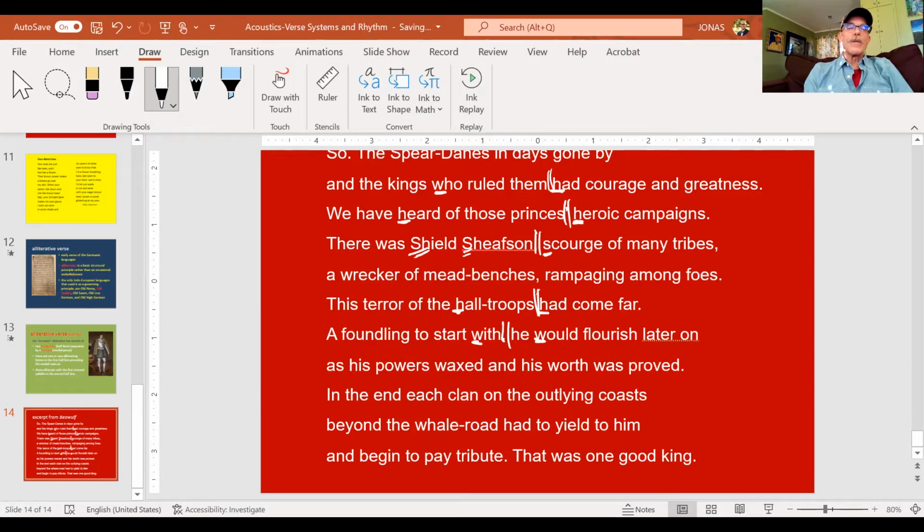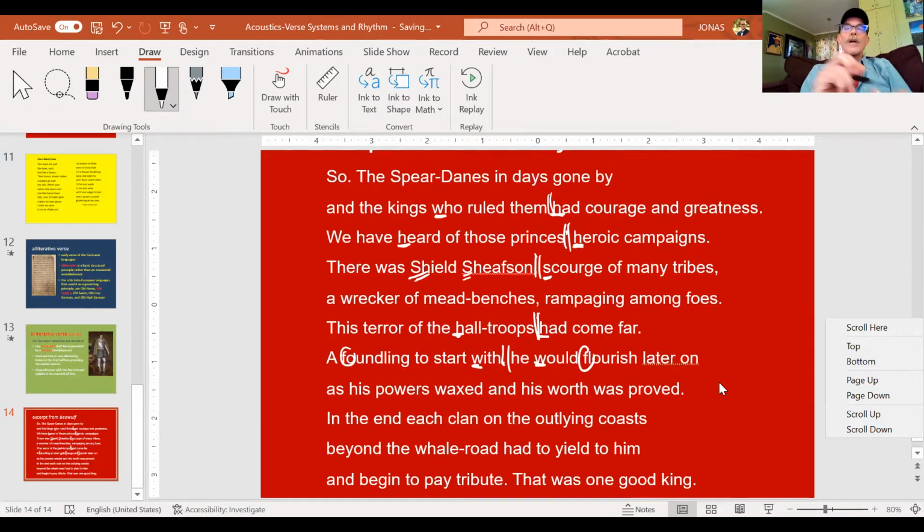And you might also say, okay, well, "foundling" and "flourish," those also alliterate. Okay, but again, notice the pattern here, okay? Especially if we go back up here to look at it, let's see if I can do it without screwing this up. There we go. All right, so "spear-Danes." Notice how close the alliterative words are to the caesura. So this is what gives you the indication as to what's happening there, okay?